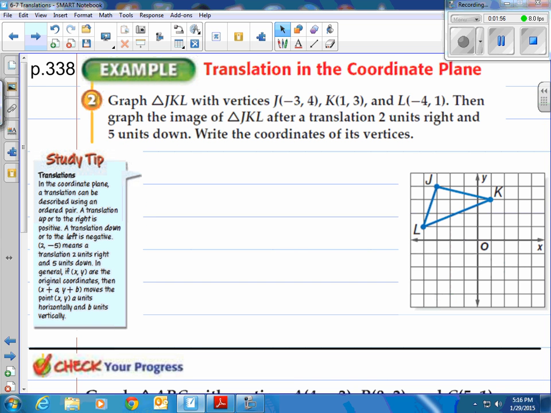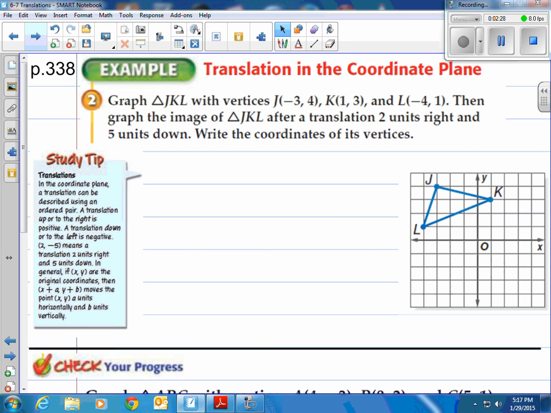Let's take a look at another example here. We're going to show it to you in a different form, which we find on tests often. And this is called translations in the coordinate plane. So graphing triangle JKL with the vertices -3, 4, 1, 3, and -4, 1. You can see here, we're going to graph an image of that after a translation of 2 units to the right and 5 units down.